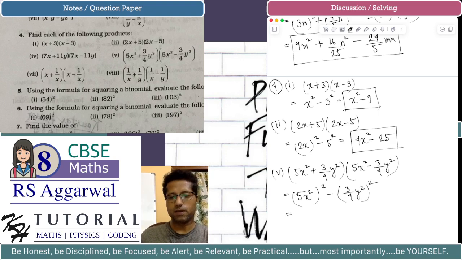So the square of 5x square is 25x to the power 4, and the square of 3 by 4 y square is 9 by 16 y to the power 4.